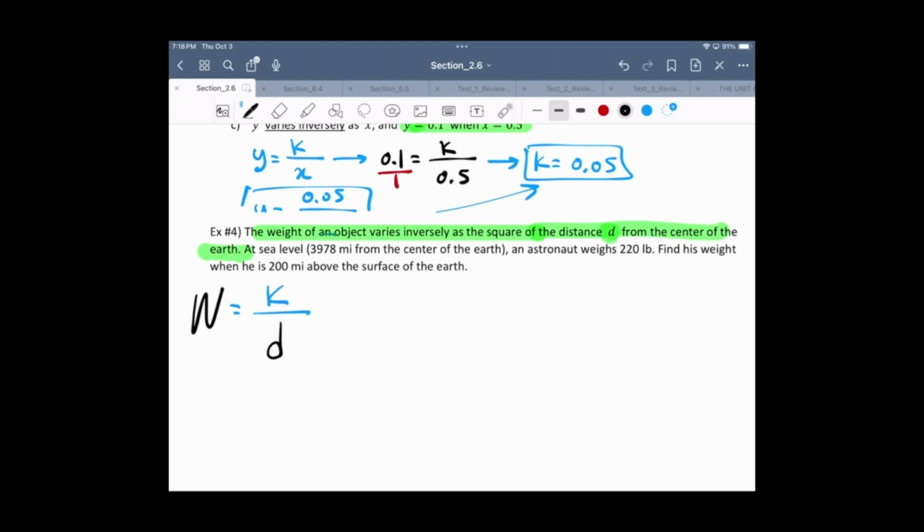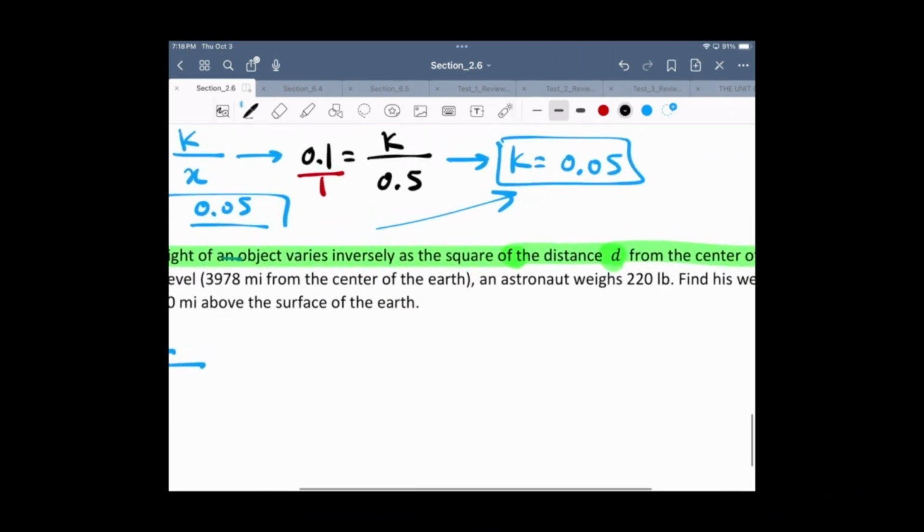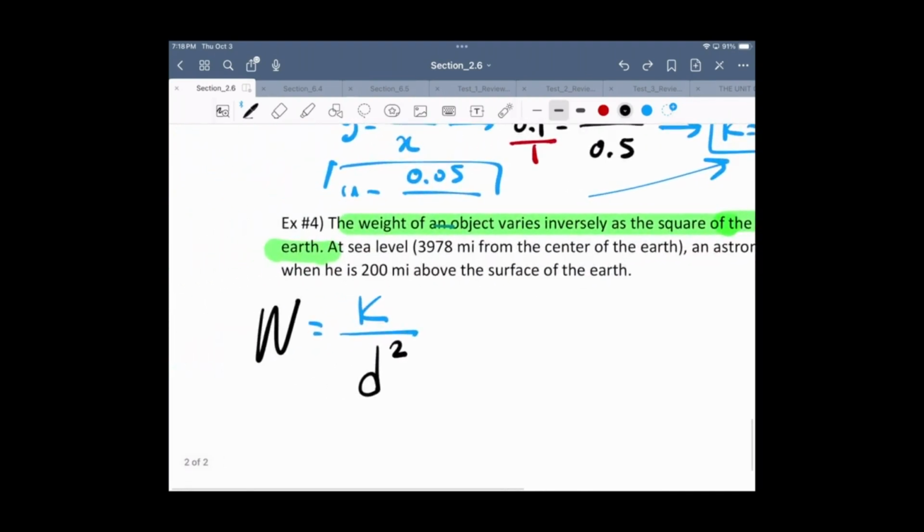Now the twist that I was mentioning earlier is this. It just doesn't say weight varies inversely as the distance. It says weight varies inversely as the square of the distance. That means we need to square this distance, but you can't just square this independent variable and not do the same thing to k. These two are connected. If you're squaring this element, then that element should be squared too.